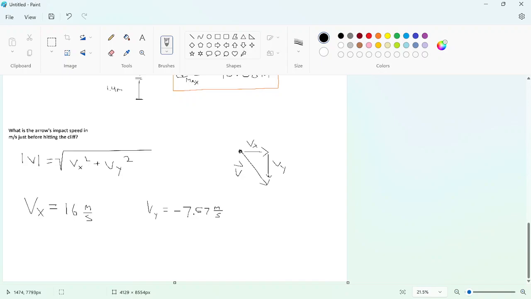And if we calculate 16 squared plus this squared, we get the velocity, the magnitude is going to be equal to 17.7 meters per second. That is questions 2 and 3.